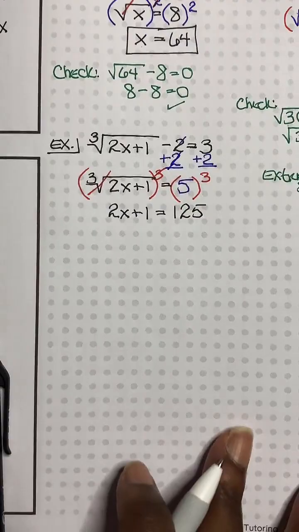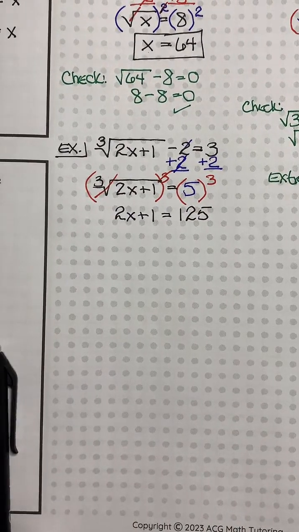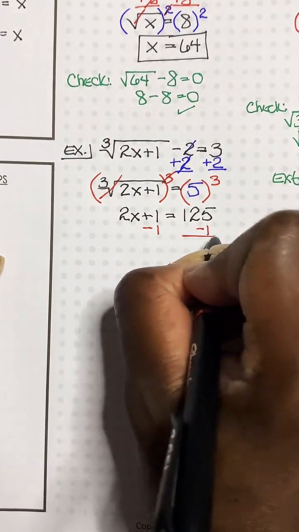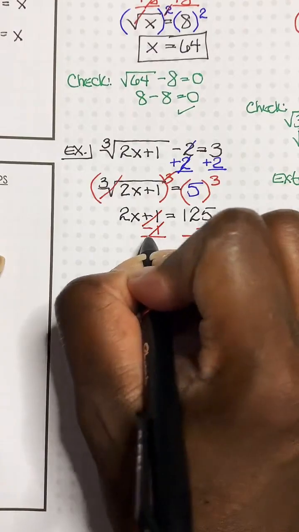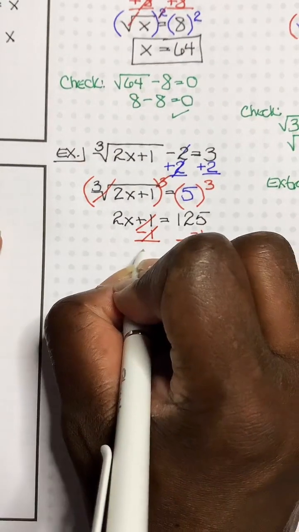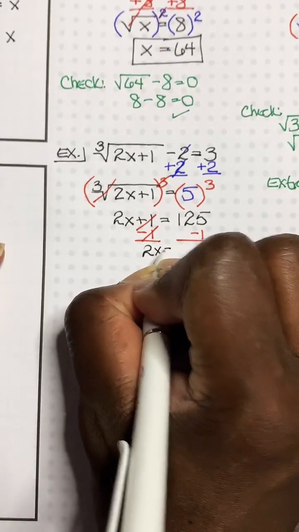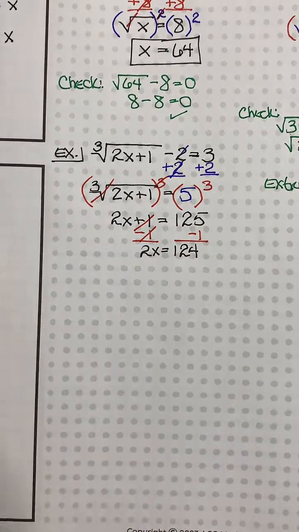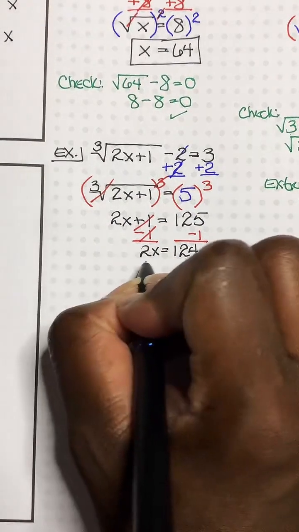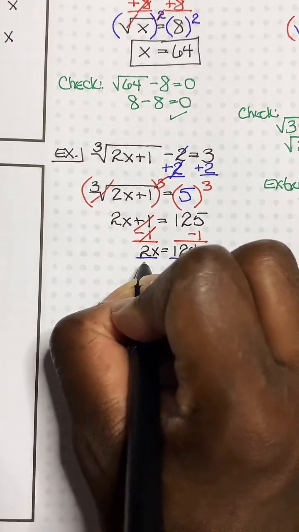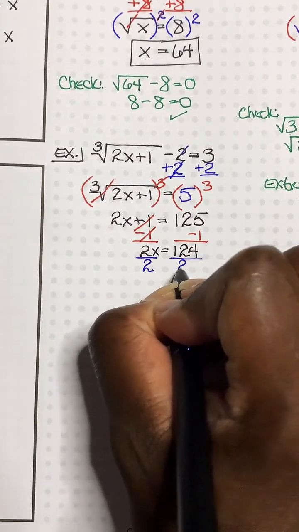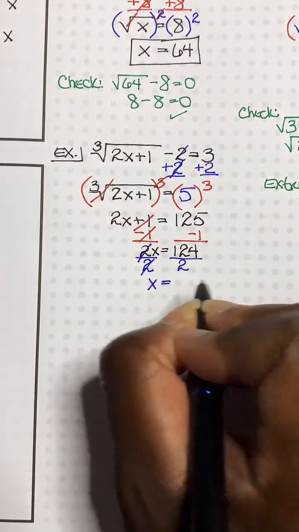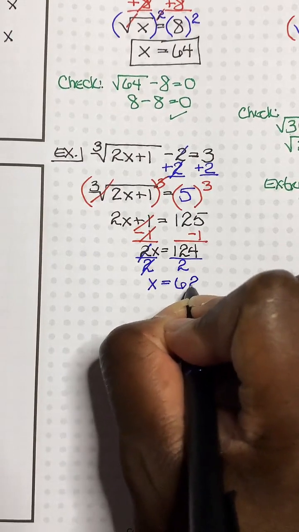So now we're able to continue on and solve this. Let's go ahead and subtract the 1 on both sides. Negative 1 minus 1. So we got back to our 2x is equal to 124. And now we want to divide both sides by the 2 because we're trying to isolate that variable. So that means we have x is equal to 62.